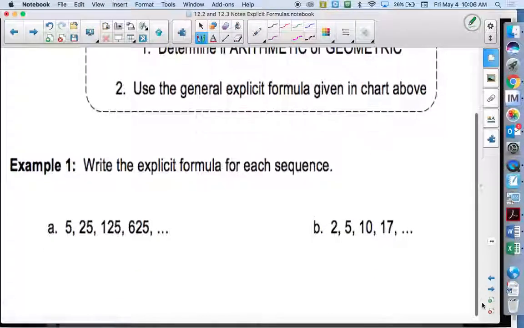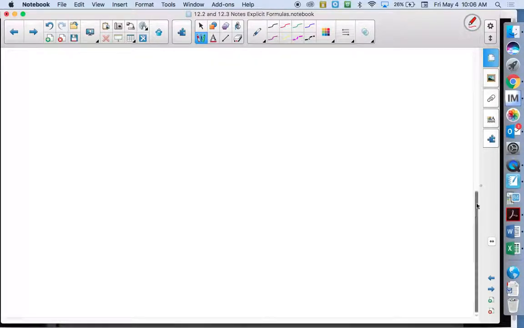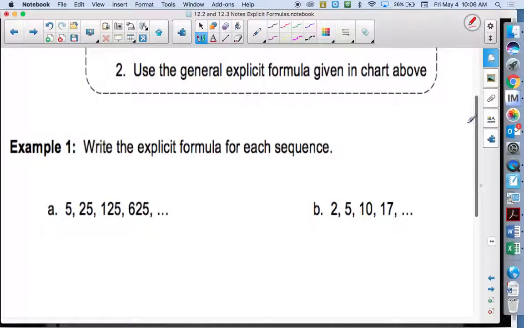So looking at letter A, we have 5, 25, 125, 625. Caitlin, what do you think's going on with letter A? So if it's multiplying by 5, is it arithmetic or geometric? Geometric. So geometric, she said multiplying by 5, so that multiplying value is our R value. That's the common ratio to use from one value to the next. After you decide which sequence it is, then in the box, look at the little formula that you're using in the box. So Caitlin, what does that formula say we need to do?